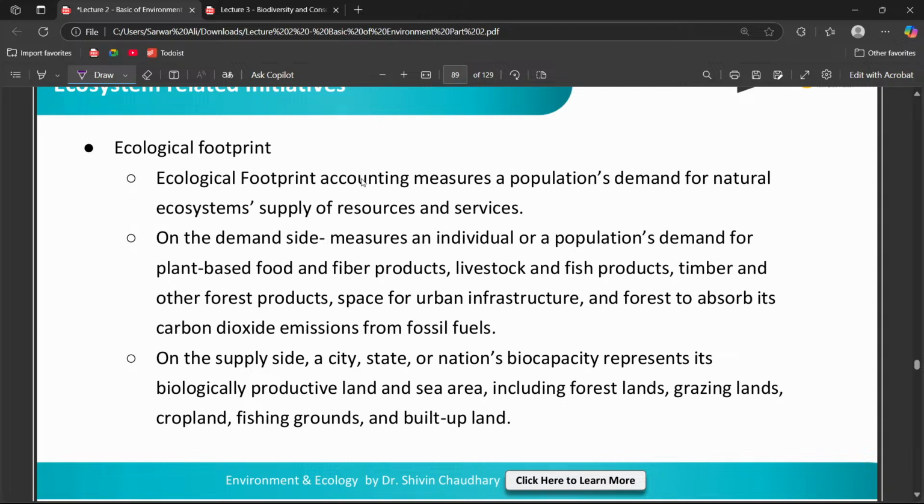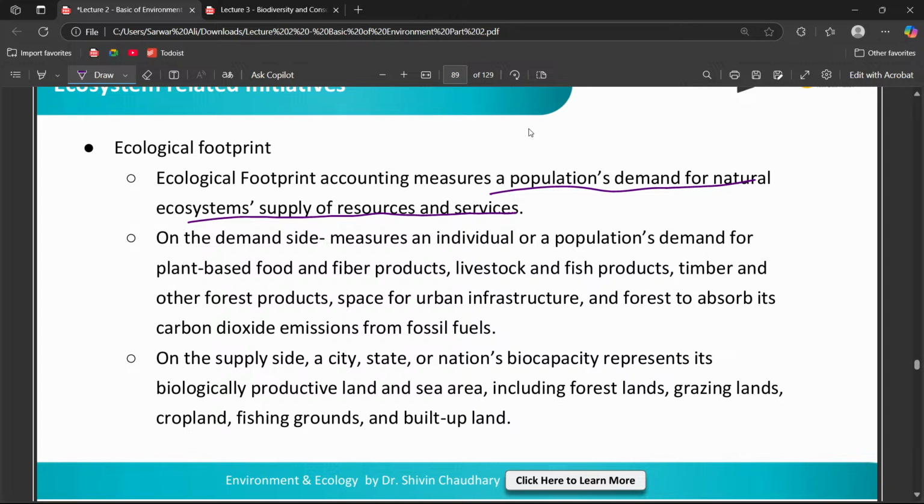Ecological footprint. Ecological footprint accounts measure a population's demand for natural ecosystems' supply of resources and services. What is it? It is basically a population's demand on natural ecosystem supply. So let's say there's a population in Calcutta, or a city like Mumbai. Whatever is needed for the population to survive, whatever is their demand of resources and services from ecosystems, is called the ecological footprint.